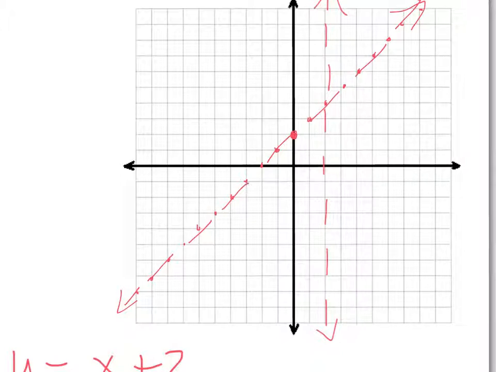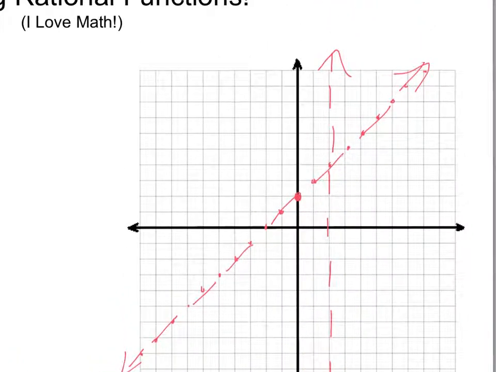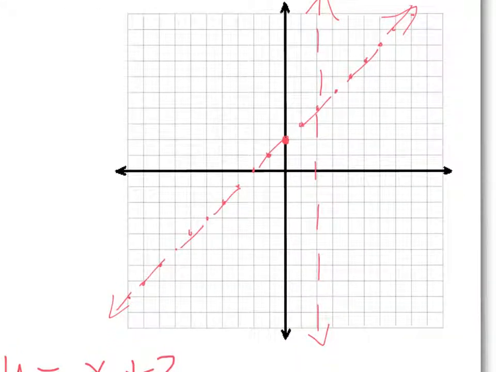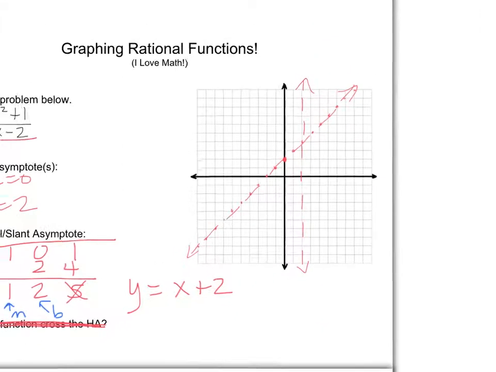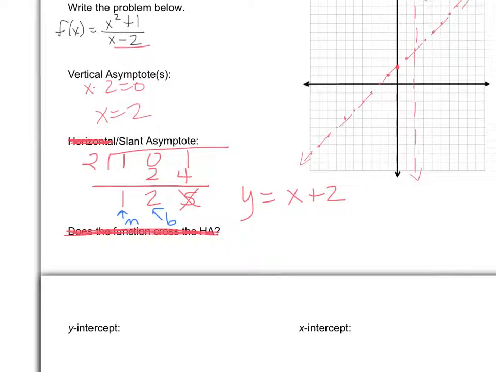Cool. So now I have one vertical asymptote and one slant asymptote that we're looking at. Let's throw some points on this and get this going. It's nice whenever I have a slant asymptote, I don't even have to answer that next question: does it cross the horizontal? Well, who cares? I don't even have one. So we go right to the problem and we find our y-intercept.